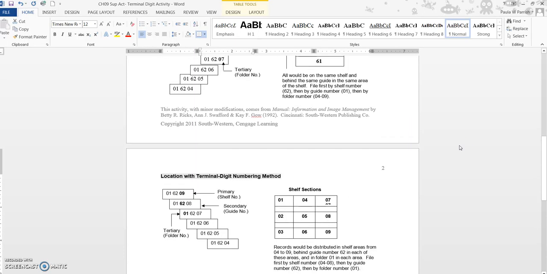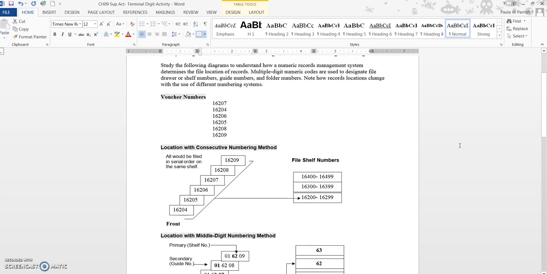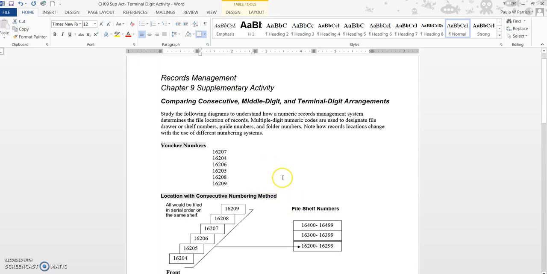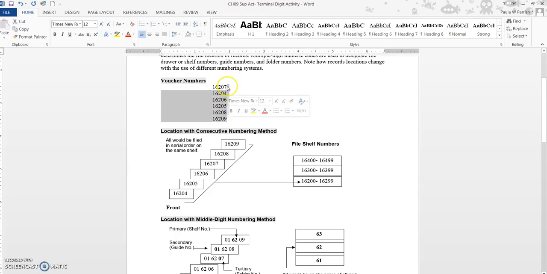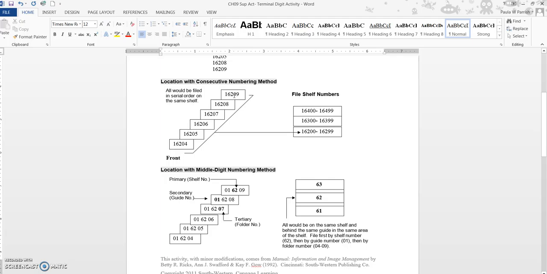So this is the terminal digit worksheet that you have, and if you read the information above, you actually understand exactly what it is that you're doing. So if you have voucher numbers, you can see these are from lowest to highest, 2, 4, 6, 5, 8, 9. Well, not quite, but anyway. So the location with consecutive numbering means everything's going to go from the lowest to the highest, and you can see 209, 208. These need to be in consecutive order.